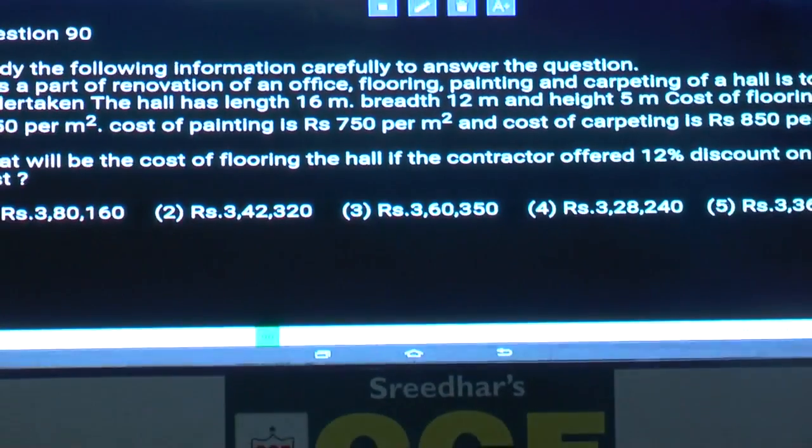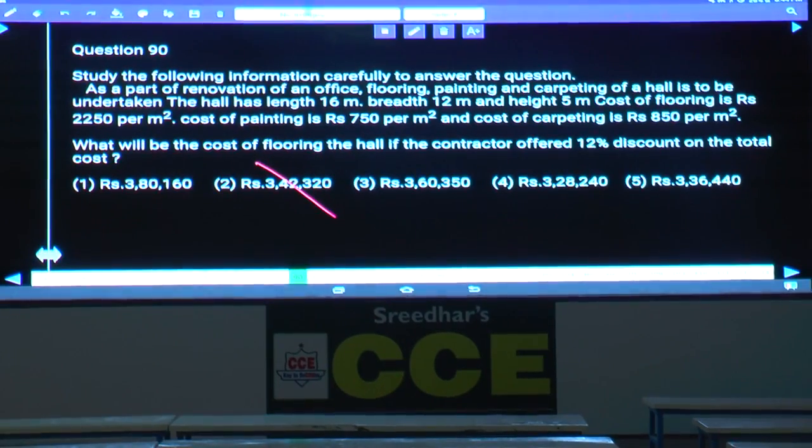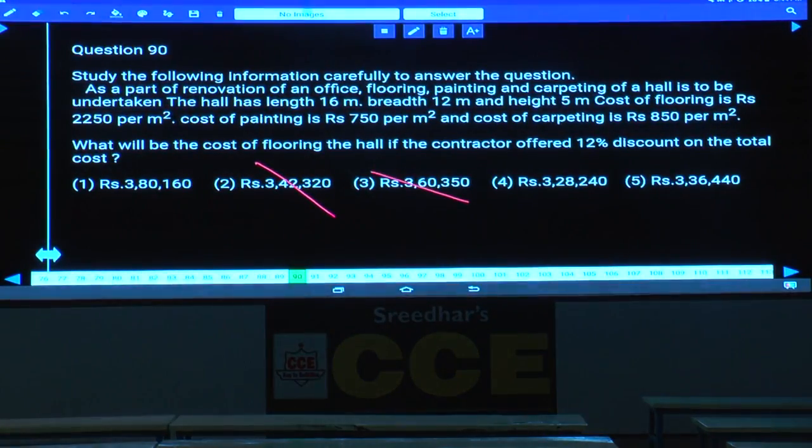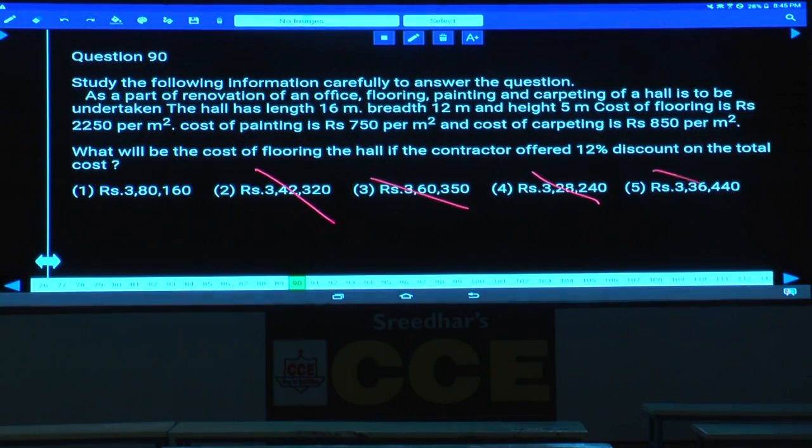Just a minute, I don't even calculate anything. Look at your options. You know 2250 is the cost calculated per square meter for flooring. Yes or no? 2250 is a 9 multiple. Whatever percentage you calculate on a 9 multiple, the answer should be a 9 multiple. Come on, look at your options. Is your first option a 9 multiple? Second option? No. Third option? No. Fourth option? Fifth option? There is only one 9 multiple, you are done. No need to calculate the area, no need to calculate 88%.